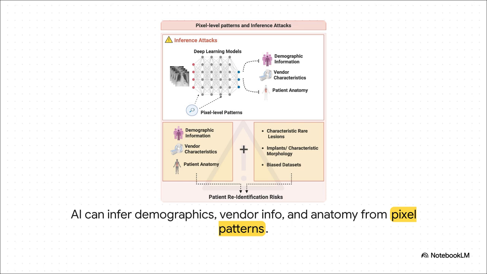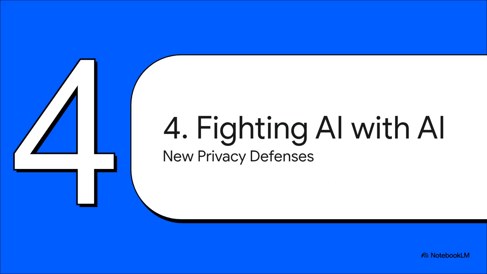Now, any one of these clues on its own is probably harmless, but when an attacker combines them, they can create a unique biometric fingerprint that points right back to a single individual, totally shattering the illusion of anonymity. So yeah, that feels a little alarming. But the story doesn't end there. If AI is creating these new privacy challenges, could it also be the solution? Well, the answer is yes, and the ways we're doing it are incredibly clever.